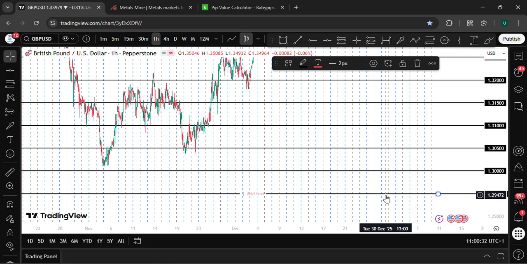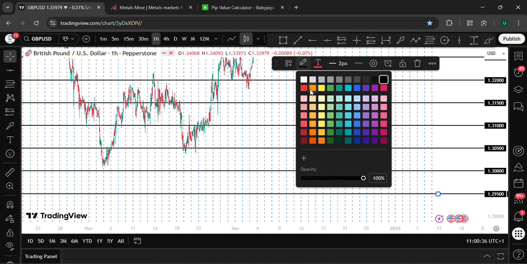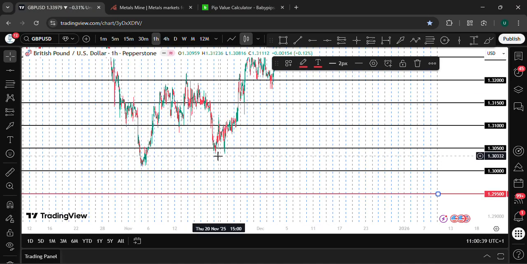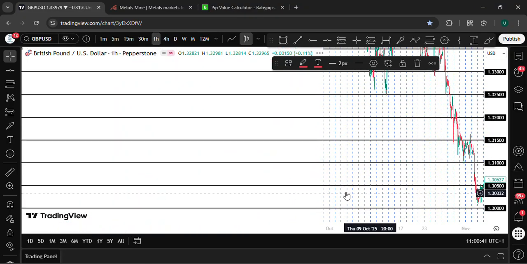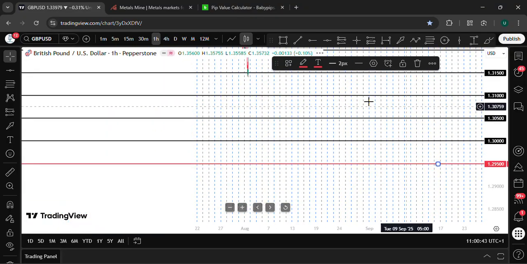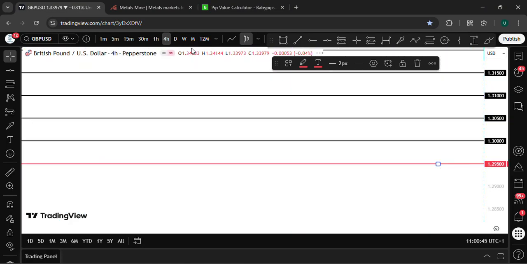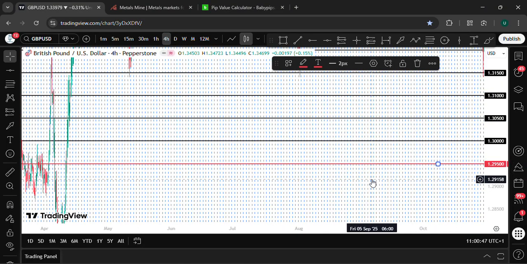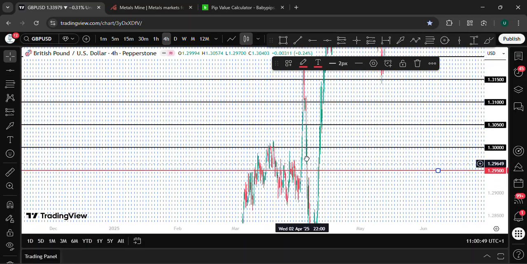So let's differentiate the color so that we know. Let's make it red. So let's see how it's being respected at the other side. Let's make this faster. So this is the red line we just drew now.